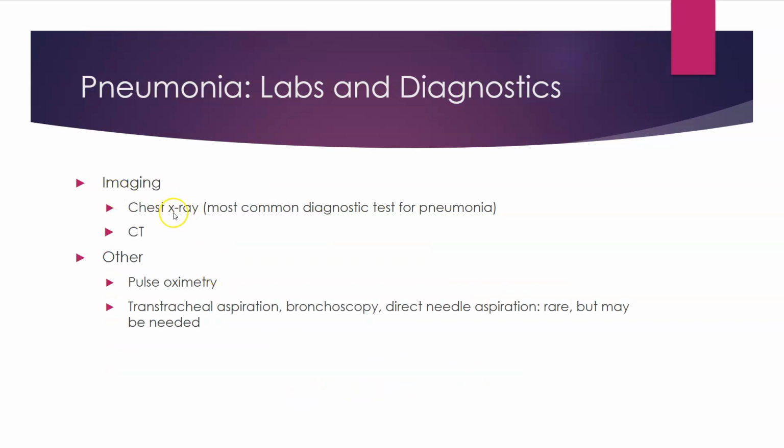Imaging, of course, a chest x-ray is probably our biggest thing that we'll do on this one. It's probably our gold standard. We also might do a CT, which is just a series of chest x-rays. Pulse oximetry, you might see that is decreased on this one as they're having difficulty getting the oxygen into their bloodstream. And we might do a transtracheal aspiration or bronchoscopy, trying to get a sample of the organism so we know the appropriate treatment with antibiotics.